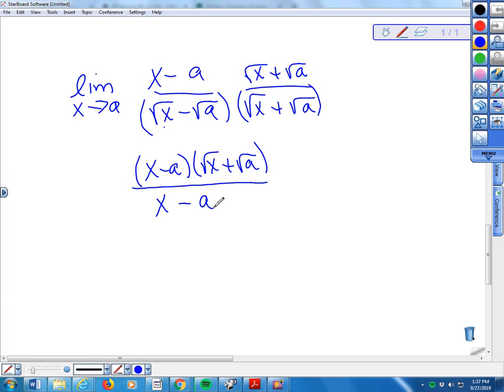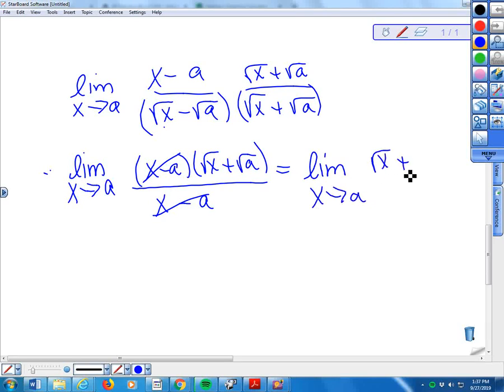Well, what do you know? This cancels with this. And I'm left with the limit. You always should keep writing this limit in front. If you were actually taking a college calc class, they would dock you points if you didn't keep writing limit as x goes to a of the square root of x plus the square root of a. Now I can substitute a in for x, and I have the square root of a plus the square root of a, which equals 2 square roots of a.